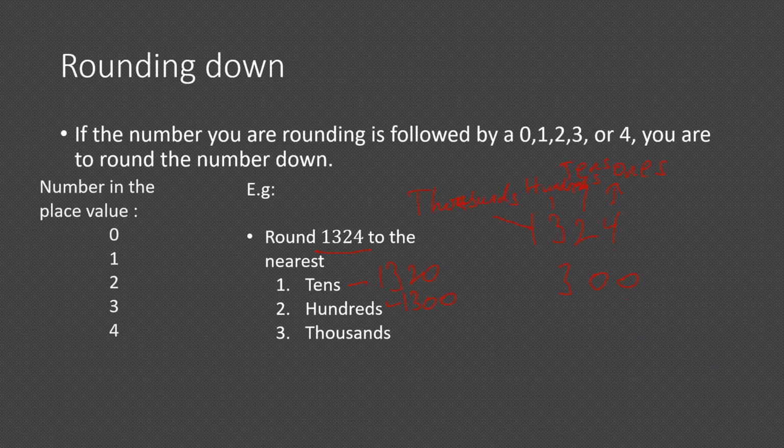And then the next question is to round 1,324 to the nearest thousands. We go to the thousands place value, which holds 1, and then we look at the number that follows it, which is 3. 3 is in the range where we round down again. So we keep 1 and turn the rest into 0, 0, and 0. So then it'll be 1,000.